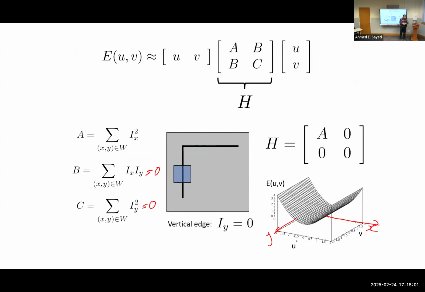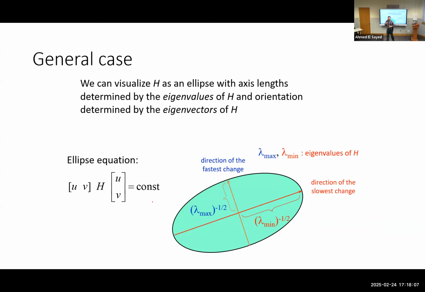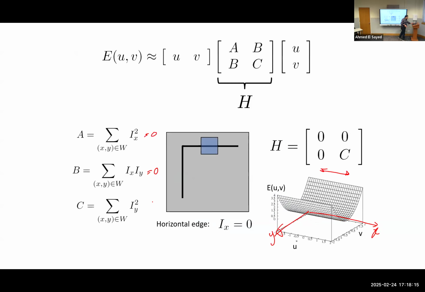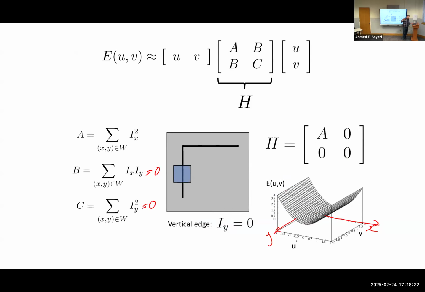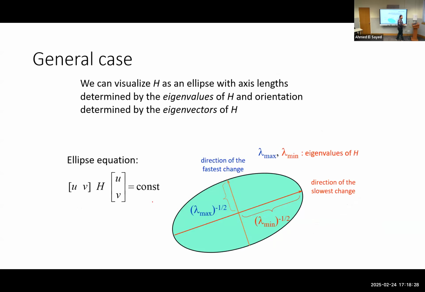This is something good about this H. As I said, if A equals 0, we have this case. If C equals 0, we will have this case. What if both of them have values? So in this case, A, B, and C will have values. Can we judge them by checking only H?